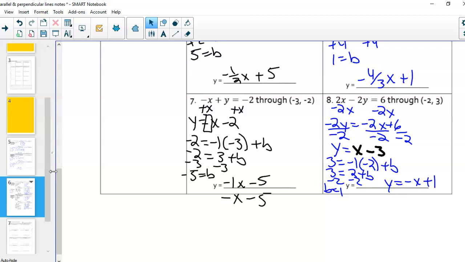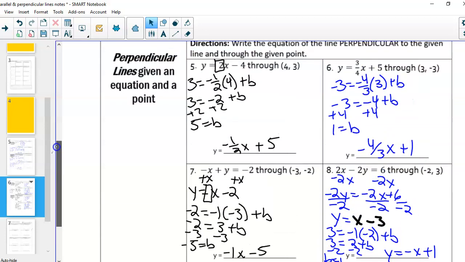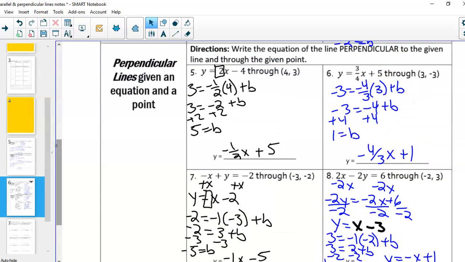I'm a little confused on number 6. I got something really weird. So did you change your slope? So that's your problem. Make sure you are reading the directions very carefully. If it says parallel, you don't need to change the slope. If it says perpendicular, you have to change your slope, or otherwise your answer is wrong.